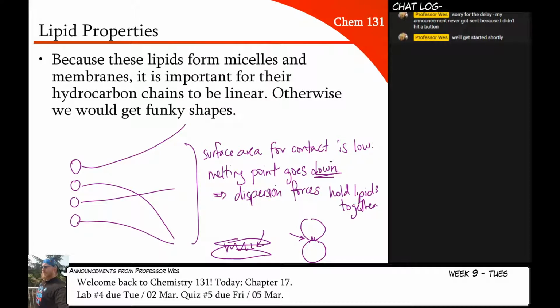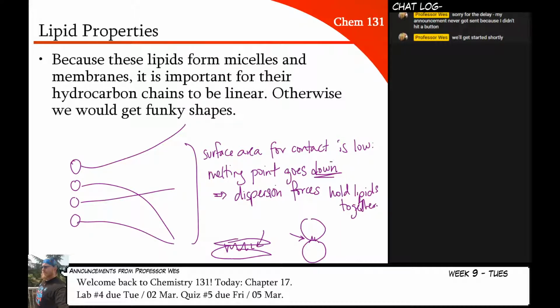So if we have shapes that don't line up, then they're not going to be able to stick to each other very effectively, because we want our nonpolar stuff to stick together in order to maintain the shapes that we see, so either the micelles or the lipid bilayers.